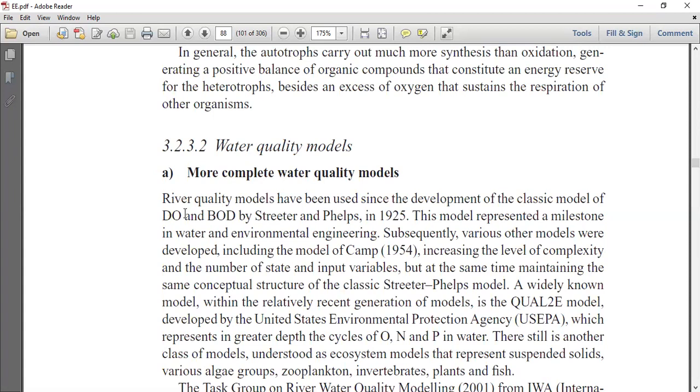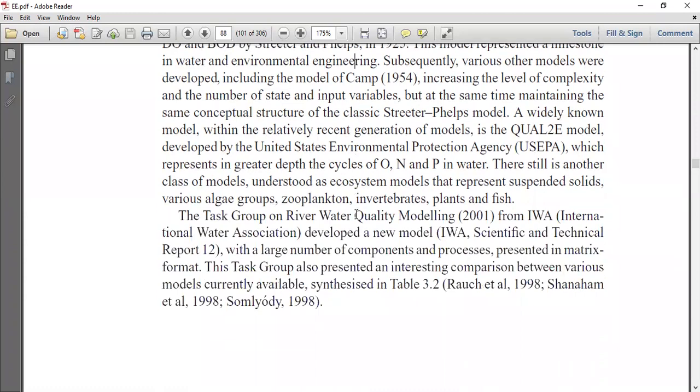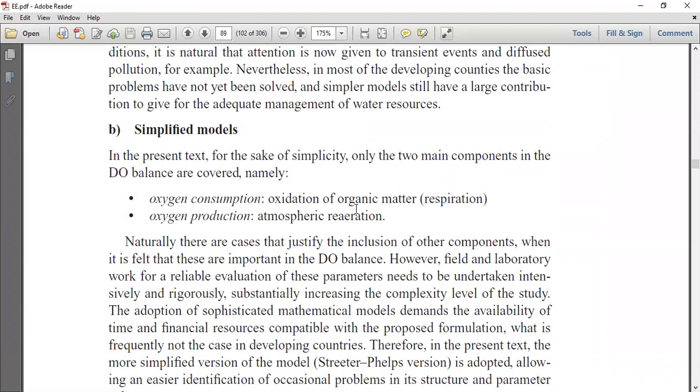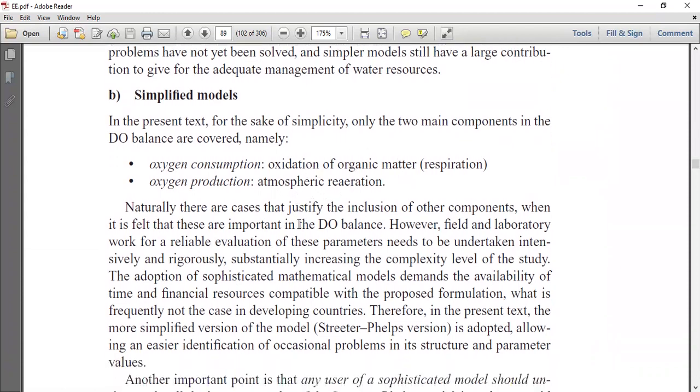Subsequently, various other models were developed, increasing the level of complexity and the number of state and input variables, but at the same time maintaining the same conceptual structure of the classic Streeter-Phelps model, a widely known model, within the relatively recent generation of models. So in the present text, for the sake of simplicity, only two main components in the DO balance are covered: oxygen consumption, by oxidation of organic matter, and oxygen production, by atmospheric re-aeration.